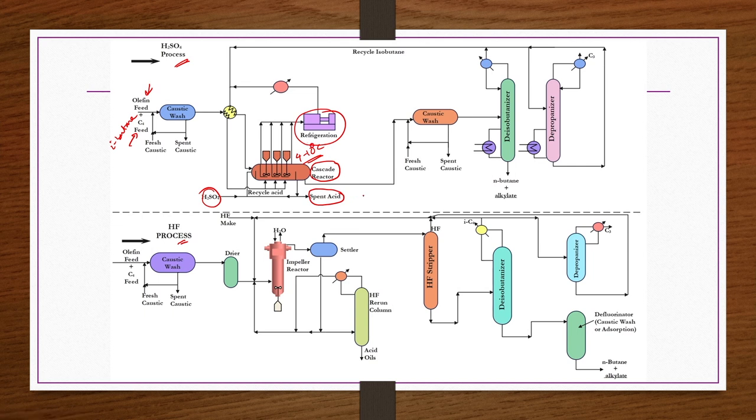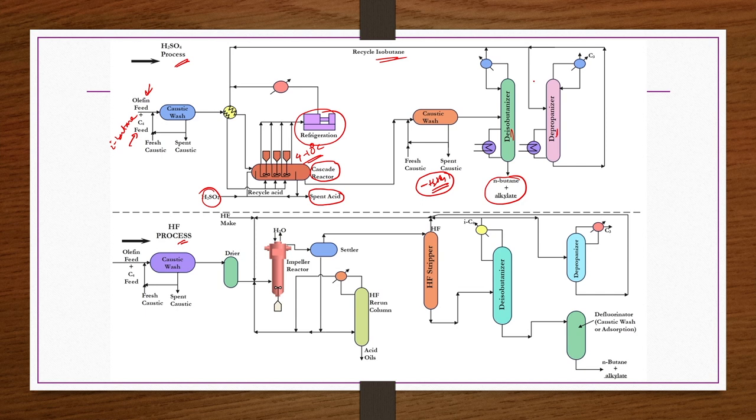After the reaction, the products are washed with caustic to remove traces of sulfuric acid catalyst that may be present along with the product. Then the mixture is passed through a series of diisobutanizer and depropanizer. From the diisobutanizer, you remove the isobutane and feed it back to the reactor. After removing the isobutane, the n-butane and alkylates you take as product from the bottom. From the top, you may get isobutane.